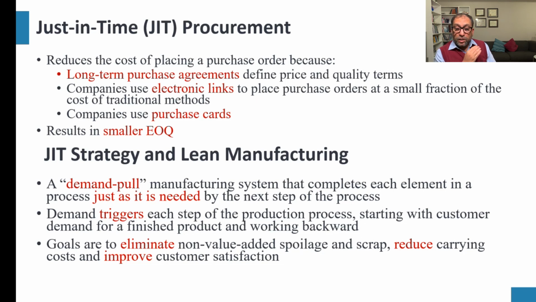This method is also called a demand pull manufacturing system. Goals are to eliminate non-value added activities, spoilage and scrap, reduce carrying cost, and improve customer satisfaction. Because in these types of orders, the products are customized according to the requirement of the customer. So it is not possible to produce it first and then have the customer buy. The customer places an order according to the customized requirement.